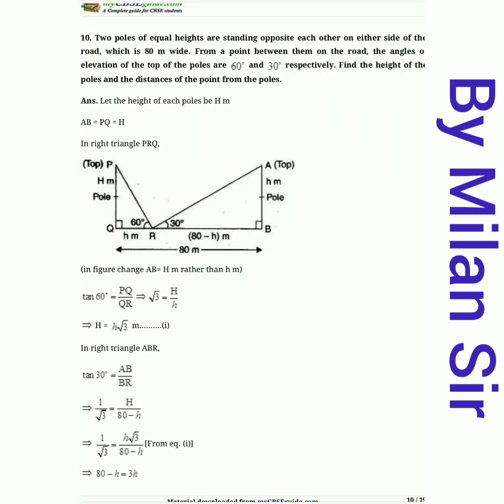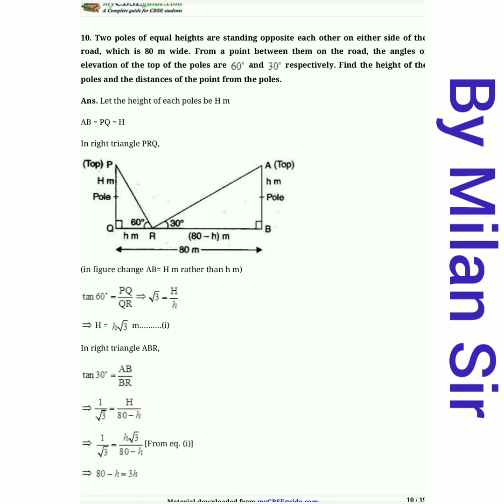Question number 10. Two poles of equal heights are standing opposite each other on either side of the road, which is 80 meter wide. From a point between them on the road, the angles of elevation of the top of the poles are 60 degree and 30 degree respectively. Find the height of the pole and the distance of the point from the poles.